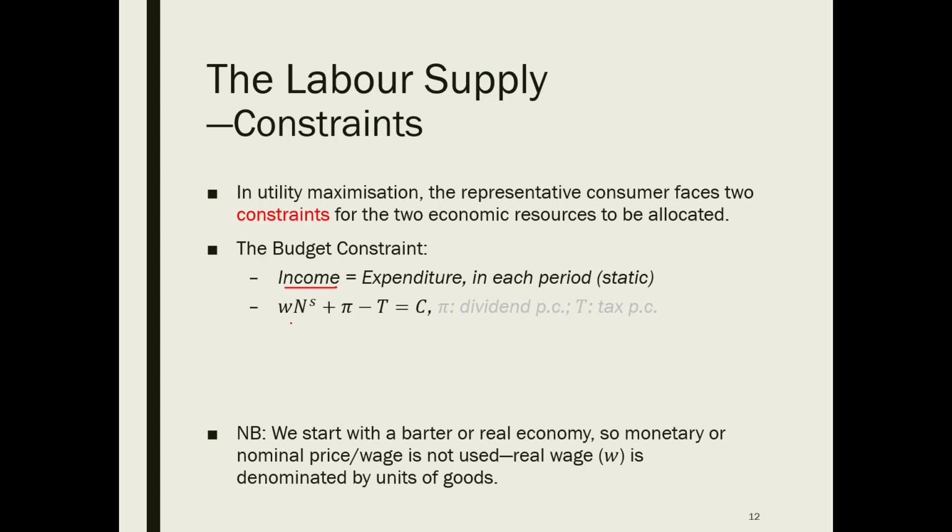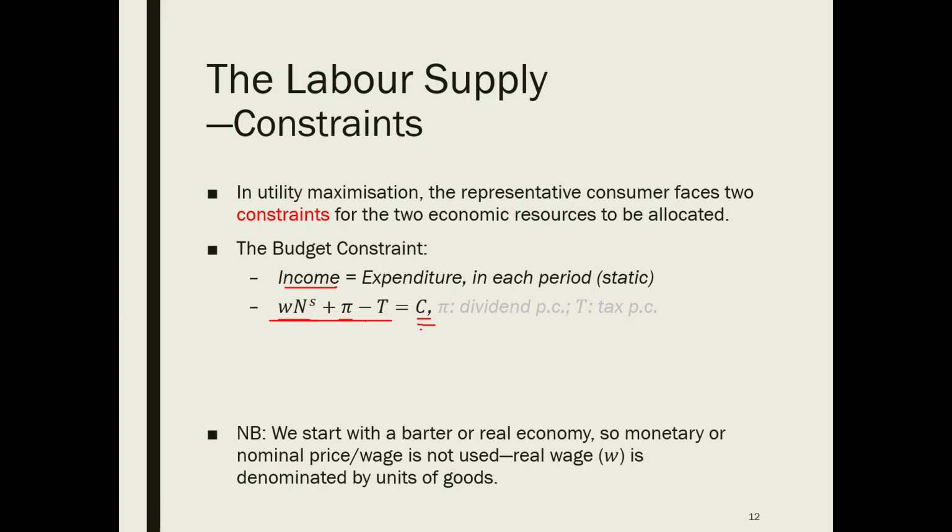The total income, as we described in the coconut example in lecture 0.2, is equal to labor income wage W multiplied by the number of hours you worked, NS, or labor supply, plus profit per capita pi, minus tax per capita T. The total expenditure in this simple example is just consumption C. It is a static model, so there's no investment or savings. The total income should be equal to the total expenditure.